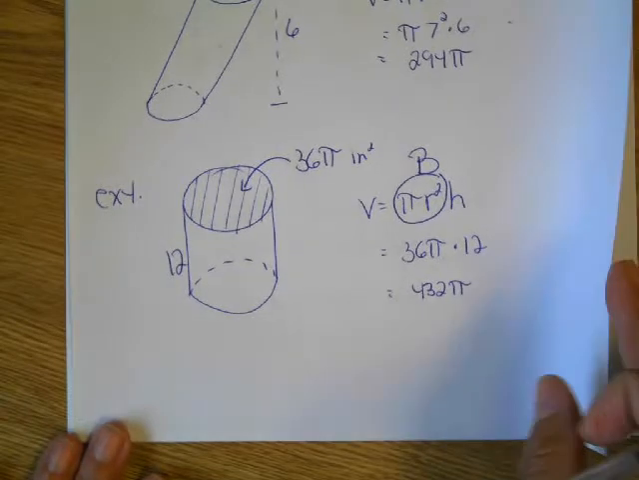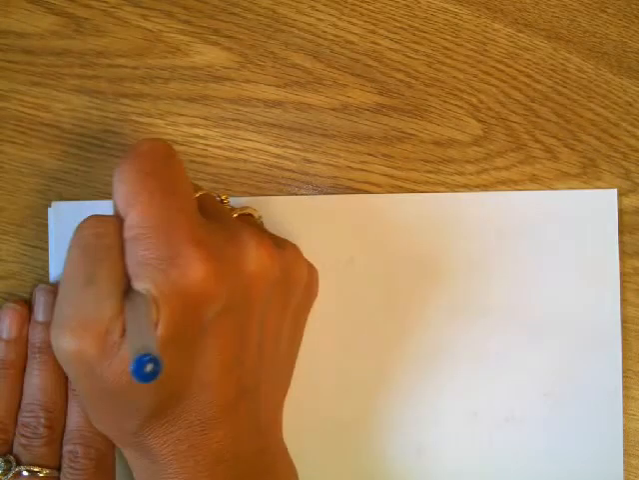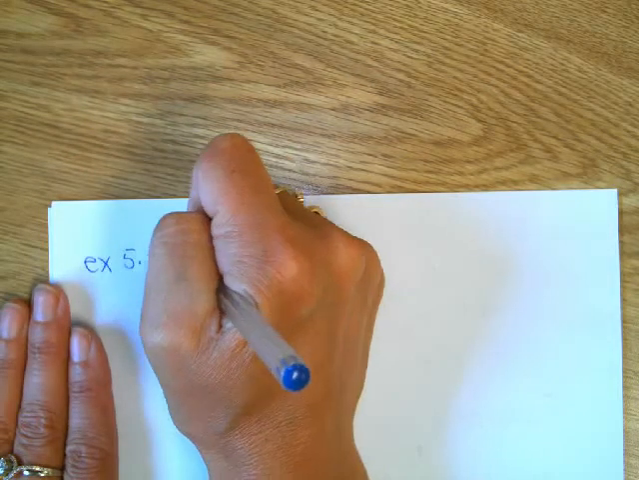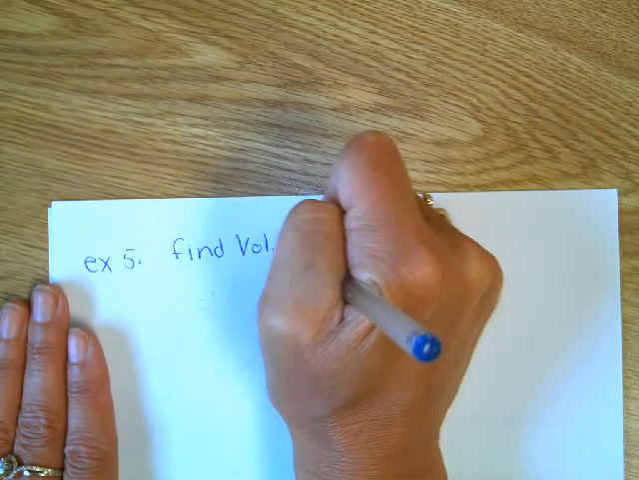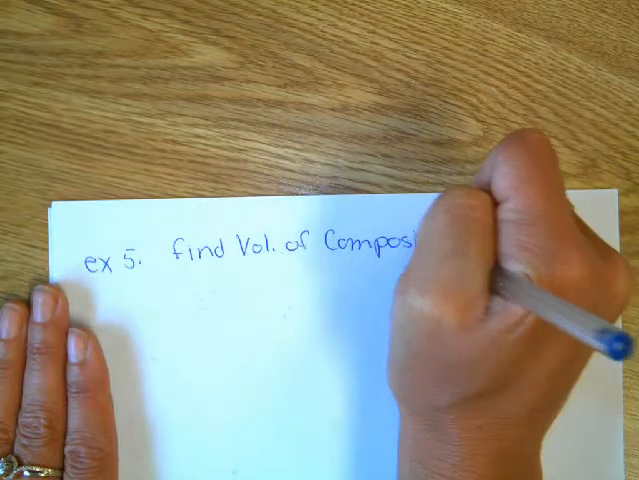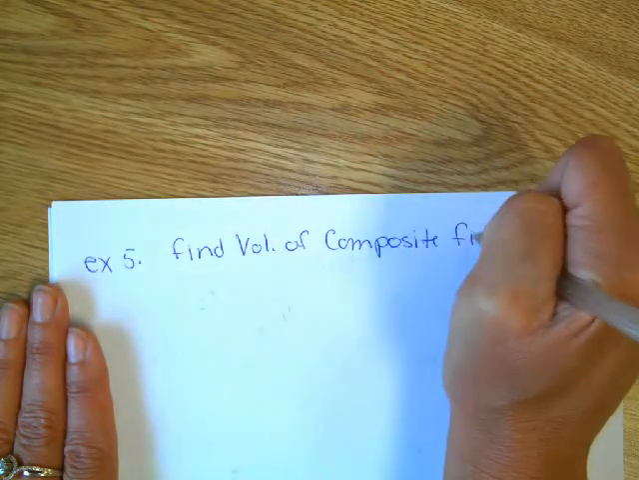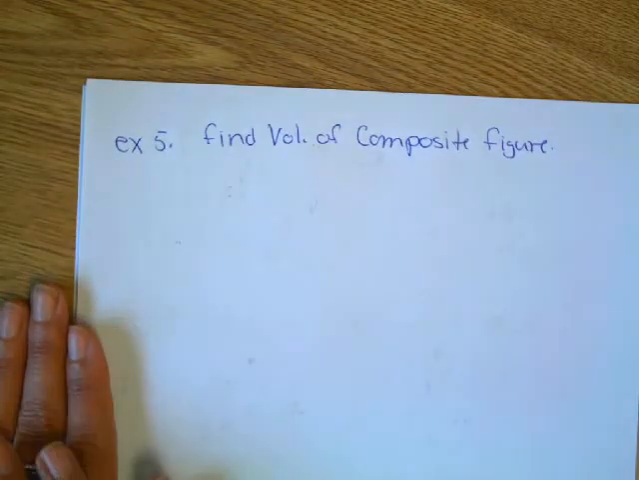Okay, now let's do some composite figures. Here's where the work comes in. Those are the basic ones. Now some challenge for you. Number 5. Find volume of composite figure. Okay, here's our composite figure.